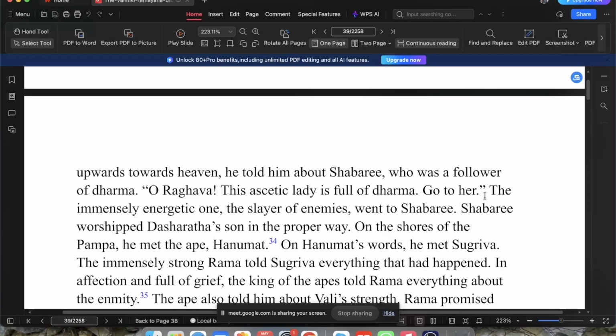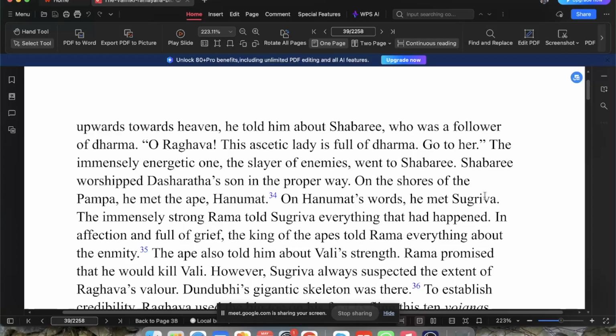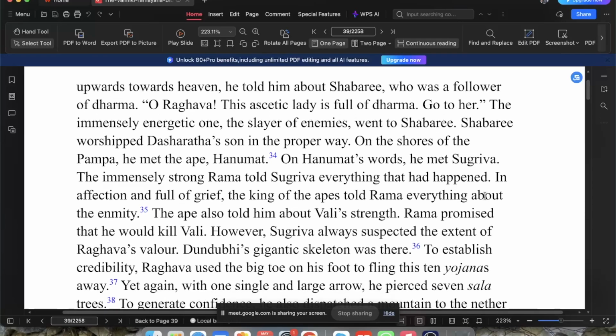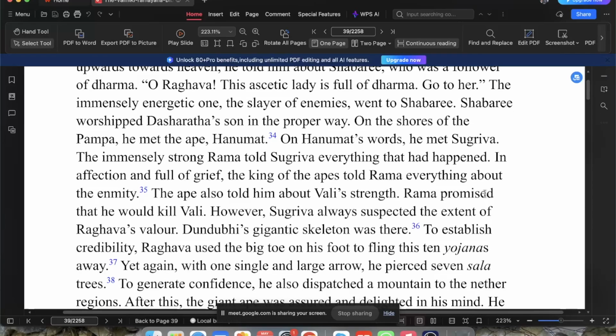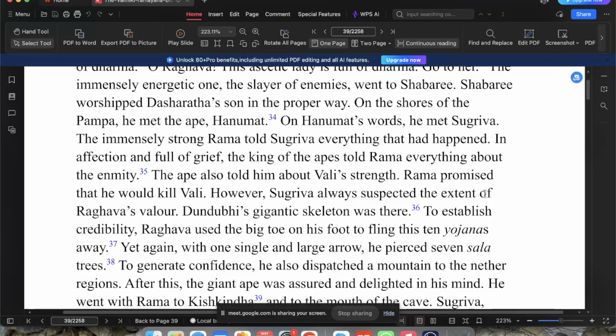O Raghava, this ascetic lady is full of Dharma, go to her. The immensely energetic one, the slayer of enemies, went to Shabhari. Shabhari worshipped Dasharatha's son in the proper way. On the shores of the Pampa, he met the ape Hanumat. On Hanumat's word, he met Sugriva. The immensely strong Rama told Sugriva everything that had happened. In affection and full of grief, the king of the apes told Rama everything about the enmity. The ape also told him about Vali's strength.